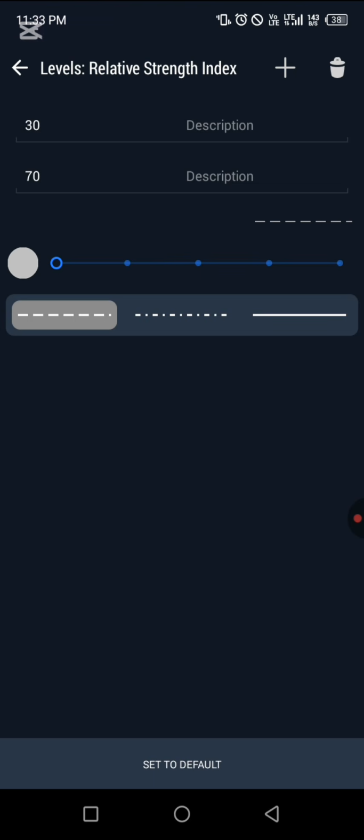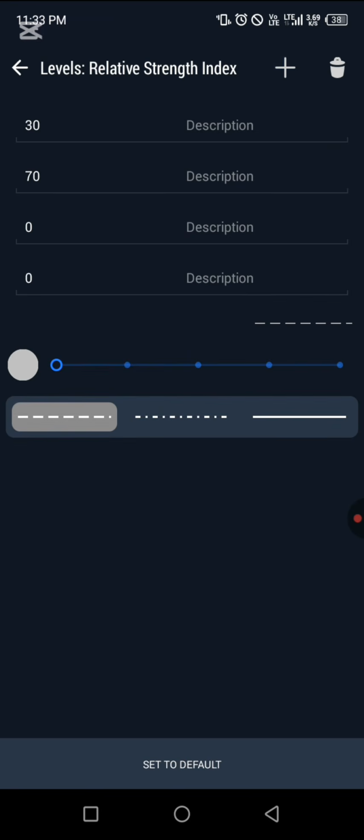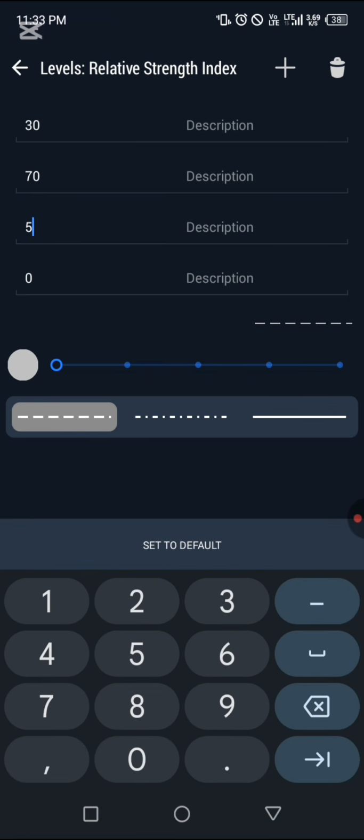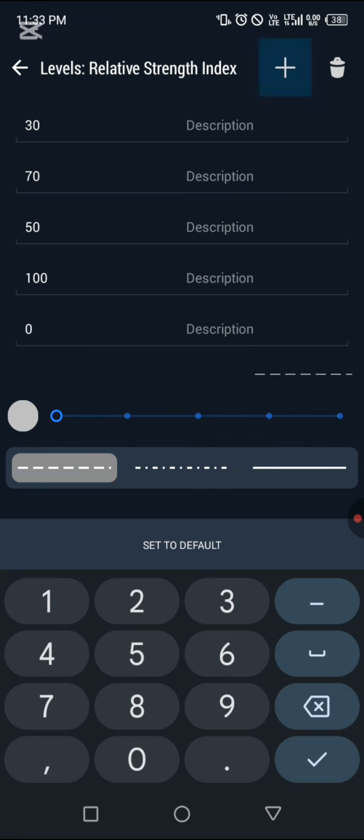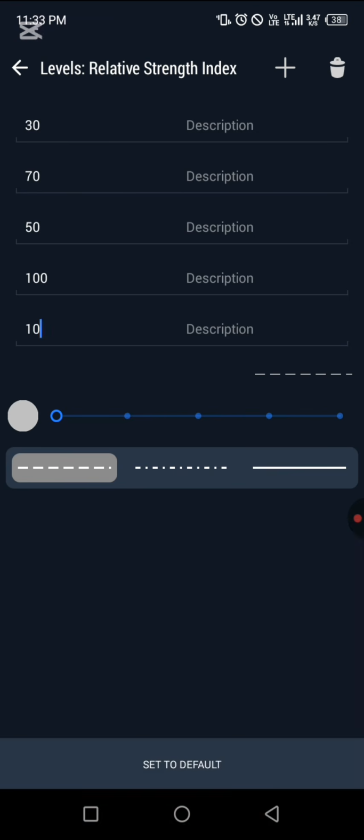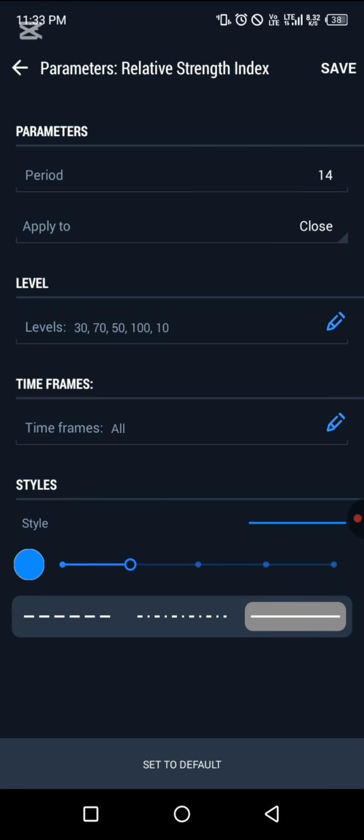Use levels, add 3 more levels. Add level 50. Add level 100. And let's add level 10. So these are basically the levels you're going to be using.